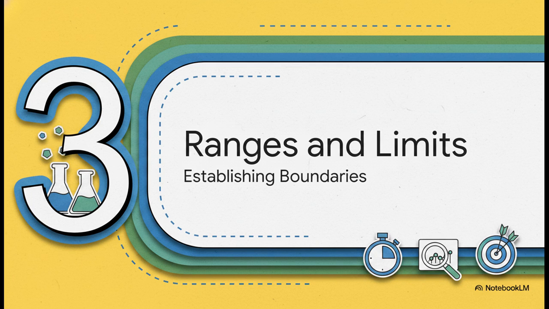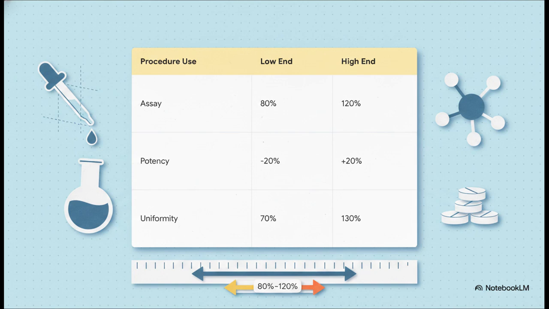All right, Section 3, Defining Ranges and Limits, Establishing the Boundaries. Now that we know our test is specific, we've got to define its working boundaries. The ICH Q2R2 guideline provides these concrete mathematical parameters, so we know exactly where our reportable range lies, confirmed by proving acceptable response, accuracy, and precision.